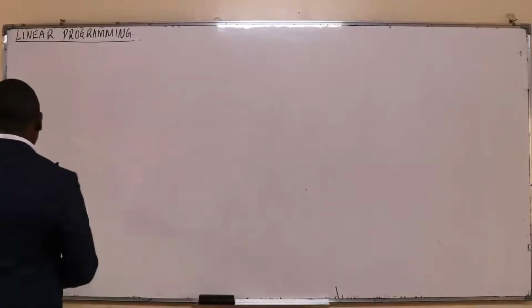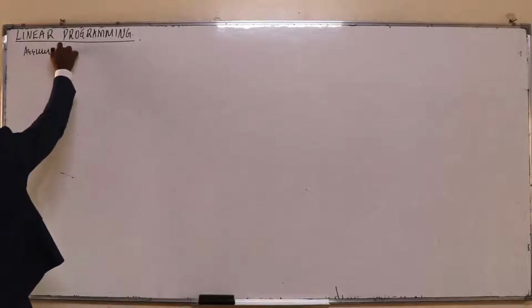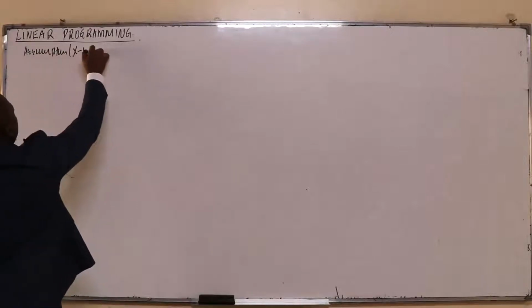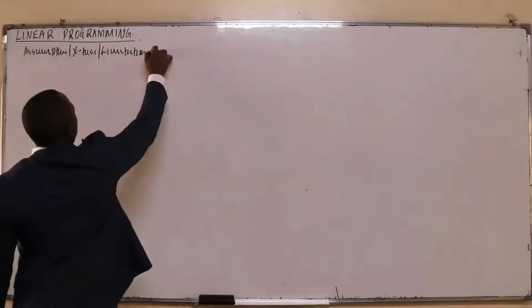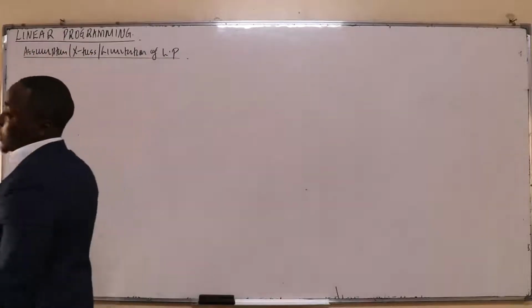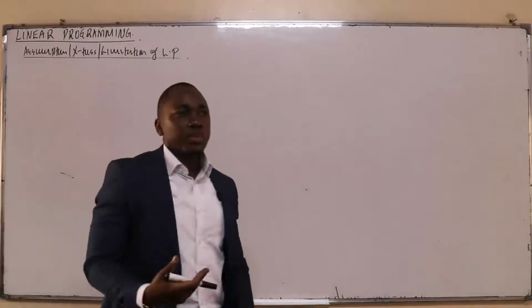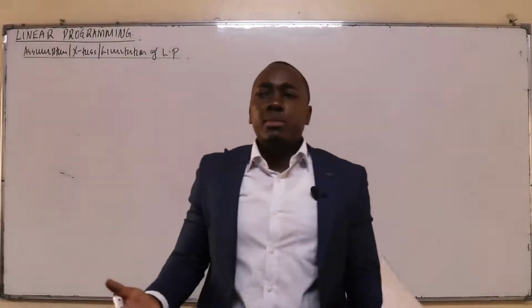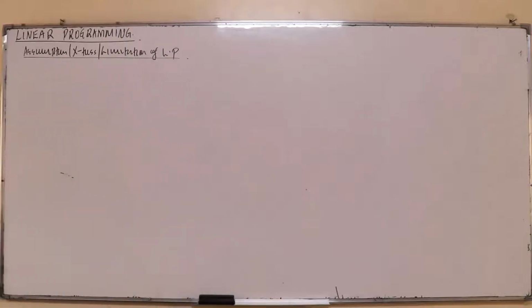Now let's look at assumptions, slash characteristics, slash limitations of linear programming. Most of the assumptions are limitations, because assumption means that it just assumes. That means it's not always the reality. So that's why most of the assumptions are the same as limitations.